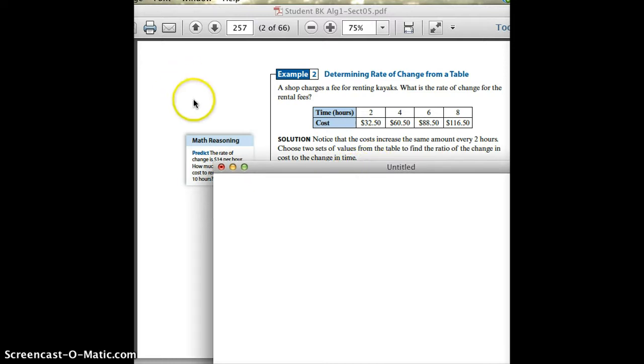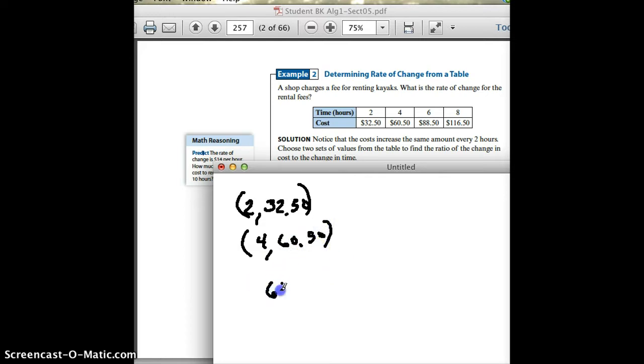Here you have the first point. Hold on. The first point is at 2, 3250. It's like a point on the graph, and here's the other one at 4, 6050. So you take the 6050 minus 3250, over the 4 minus 2.